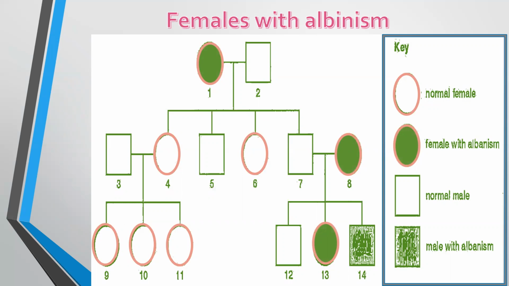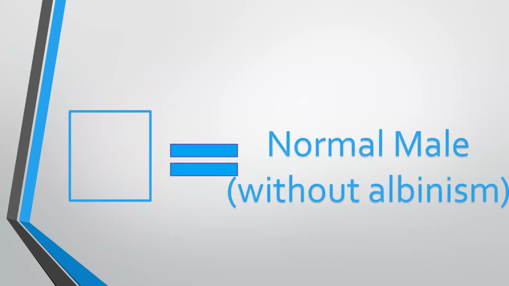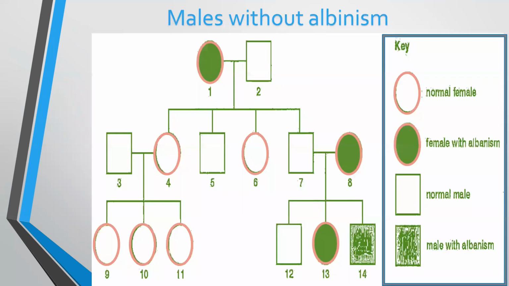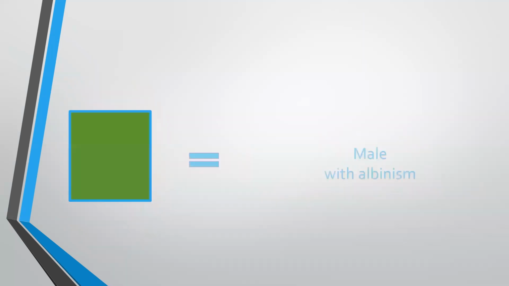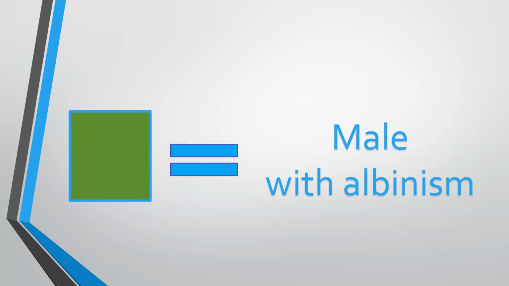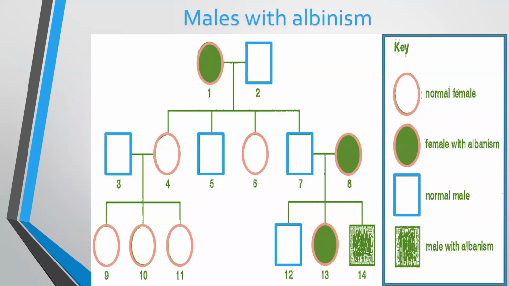The squares represent males. A square that is not shaded represents a normal male. So we have individuals 2, 3, 5, 7, and 12 that are normal males. And a square that is shaded in green is a male with albinism. So number 14 is a male with albinism.